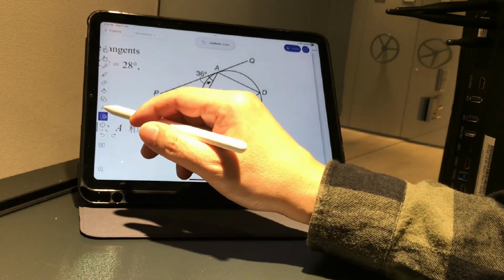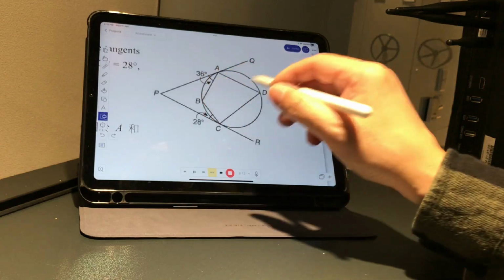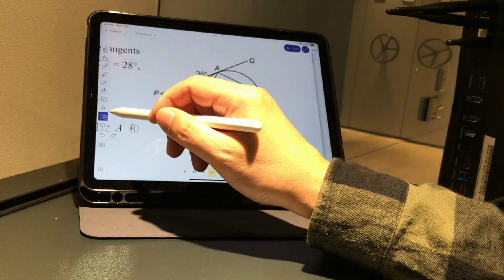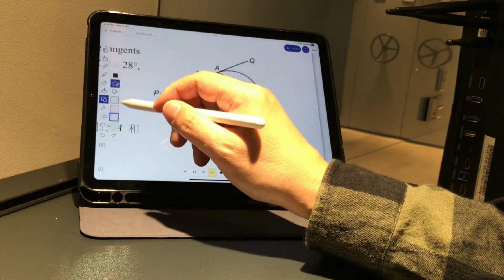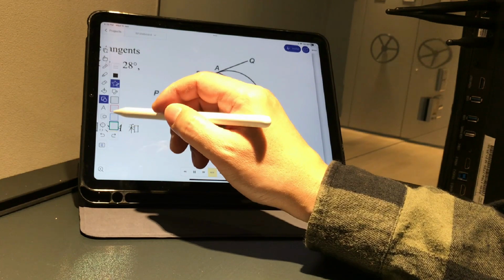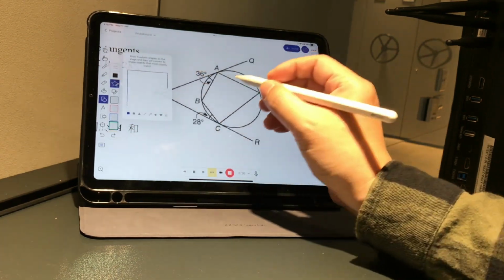Try again. I need to remove this part. I will do some editing afterwards to remove this part. Construct a line.